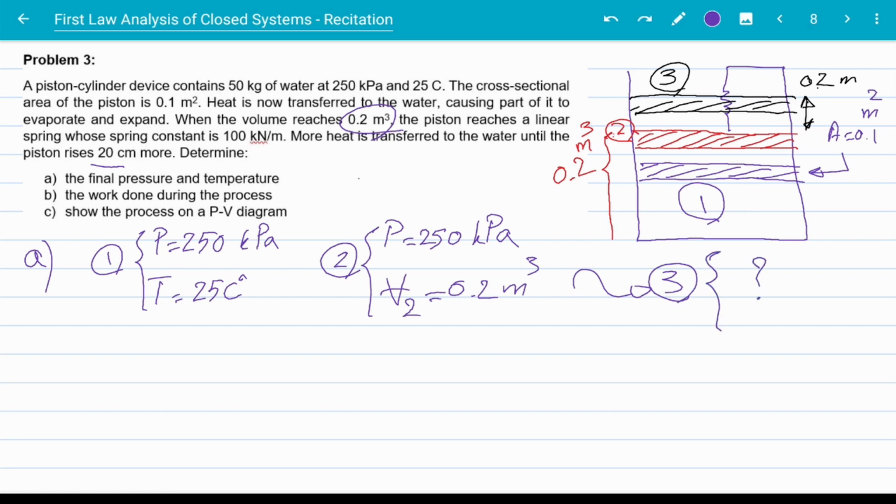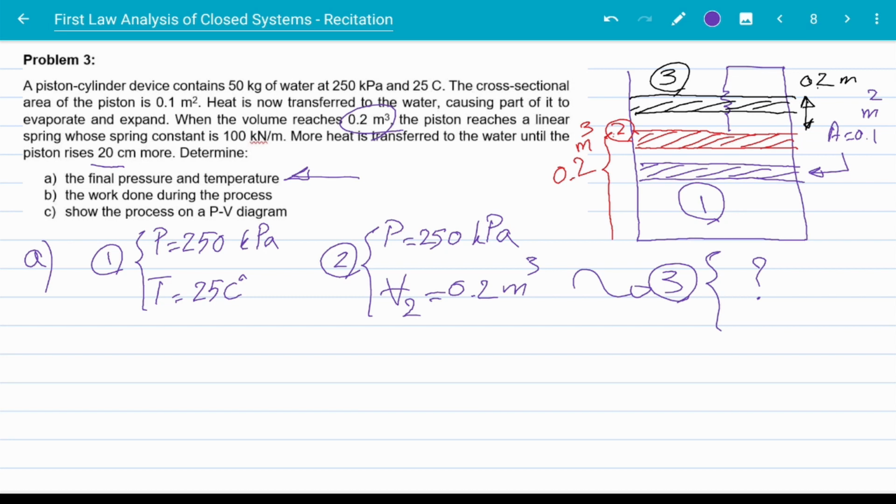Okay, so for part A, we're asked to find the final pressure and temperature. So what do we know about state 3? What we know is that between 2 and 3, the piston has moved up 20 centimeters.